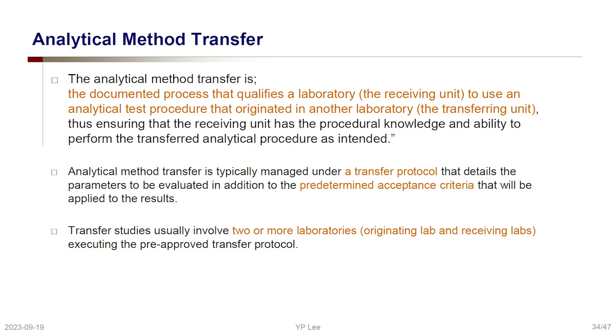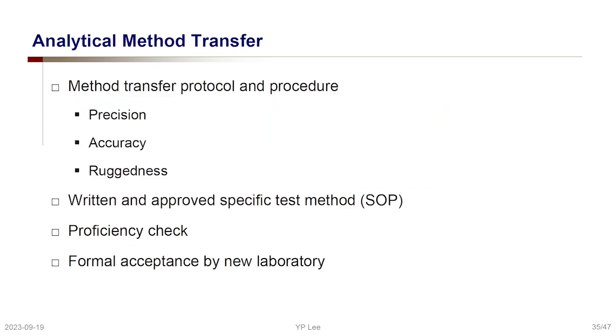If we do not pay attention to this part, then when we transfer from A laboratory to laboratory B, and if we experience some changes to the data, then it's really difficult for us to explain it. So the transfer of the analytical method is really important. For the analytical method transfer, the receiving lab may not have to do the full validation. Of the validation items, the key items will be covered by the receiving lab, which usually focus on precision, accuracy, and ruggedness.